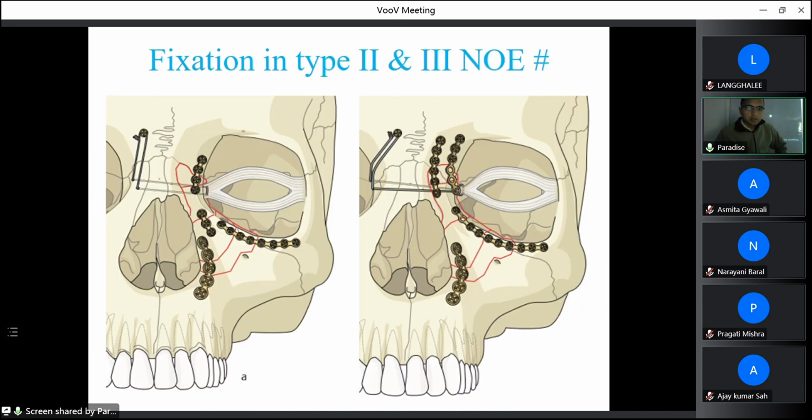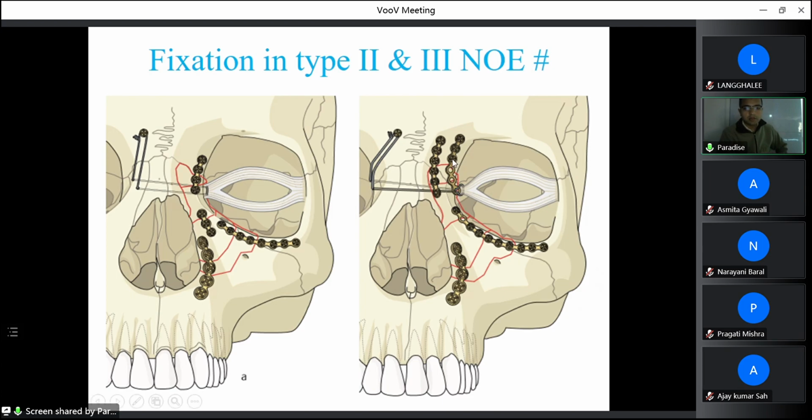Now, in case of type 2 and type 3 fracture, there is comminuted fracture, so you have to reduce all the bony fracture and fix it. Now, the problem is with the medial canthal ligament, because in case of type 3, the medial canthal ligament is completely detached from the bony fragments, and you can reduce those bone fragments with a plate and screw.